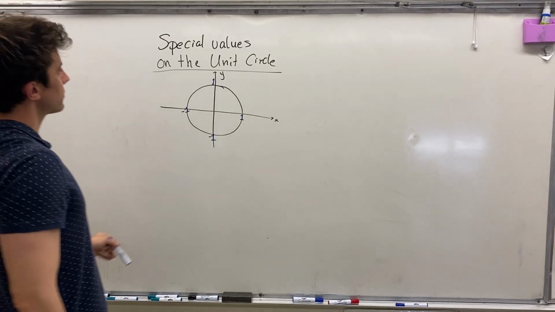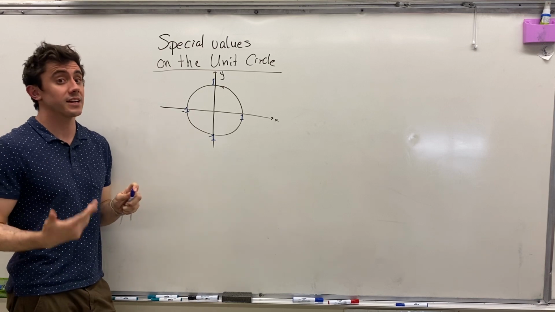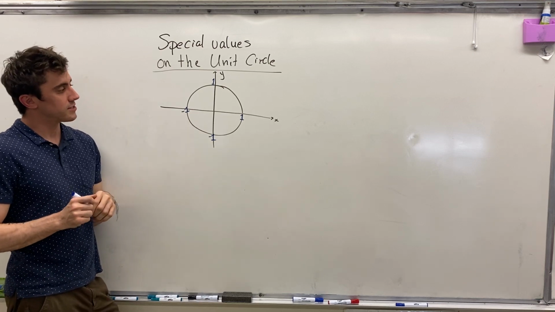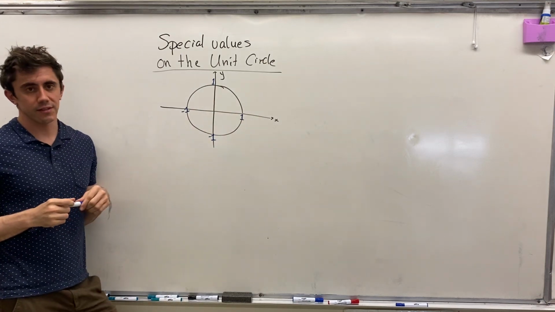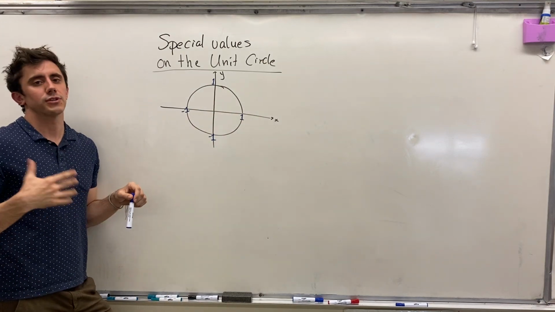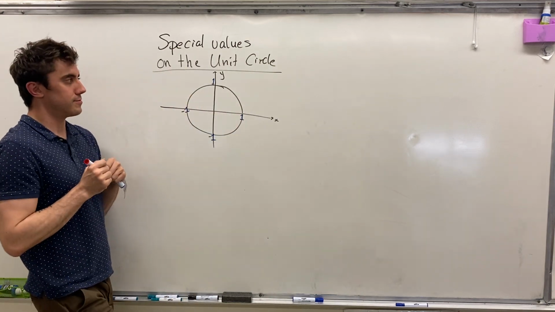Good afternoon, everyone. Today we're going to do a video on the special values, i.e. the most important values that you're going to see again and again and again on the unit circle. So, to start things off, obviously we have our 1, 1, negative 1, negative 1 values that are important to know. Those are kind of easier to get off the bat, but let's list those to make sure we have a starting point.